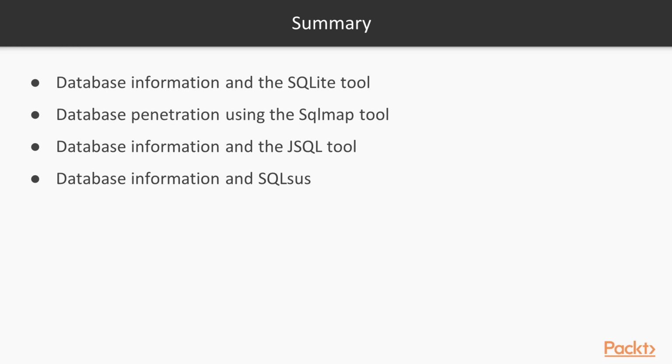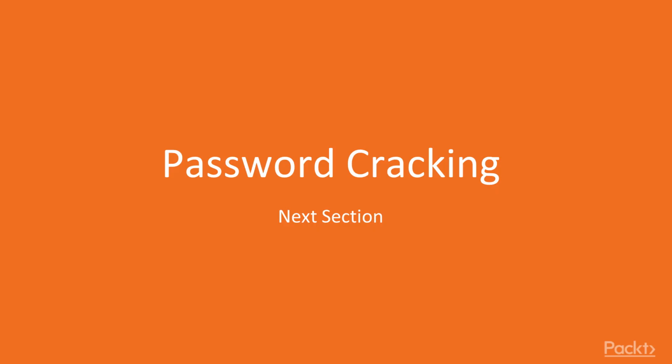If we talk about the section summary, in this section, first of all, we learned about the SQLite tool, how to get information about a database. Then we performed database penetration with SQLmap, jSQL, and finally the SQLsus tool. So this is all about this section. In the next section, we are going to learn about password cracking.